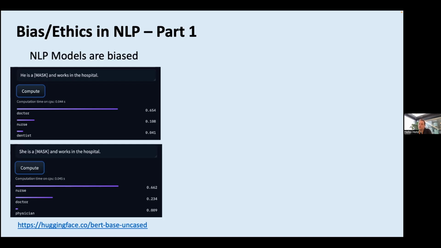And if you use a male pronoun, it will guess something like doctor with a 65% confidence. Now, if you just were to change the pronoun in this task, and instead of saying "he is," you would say "she is," and let the model guess again, it will come back with a 66% probability of blank being a nurse instead of a doctor. In fact, doctor only has a 23% probability.